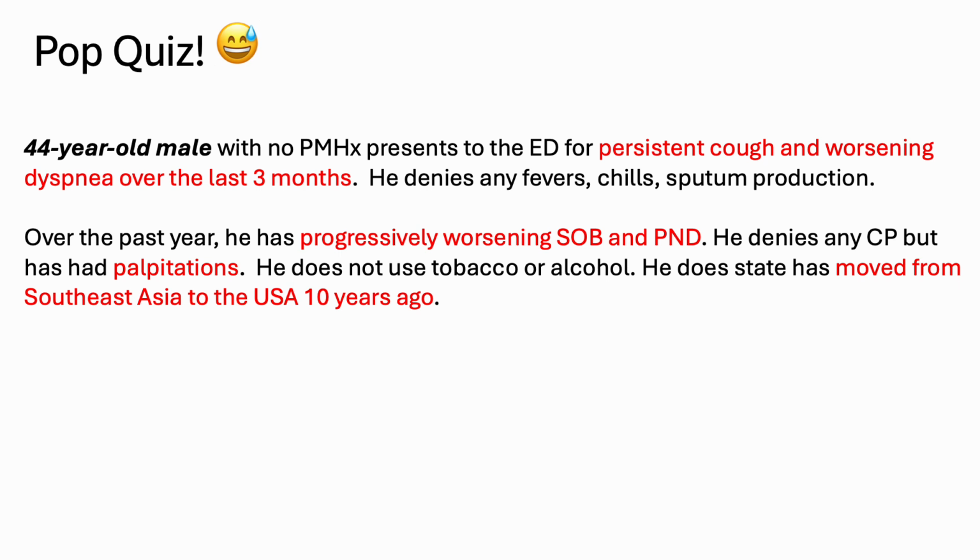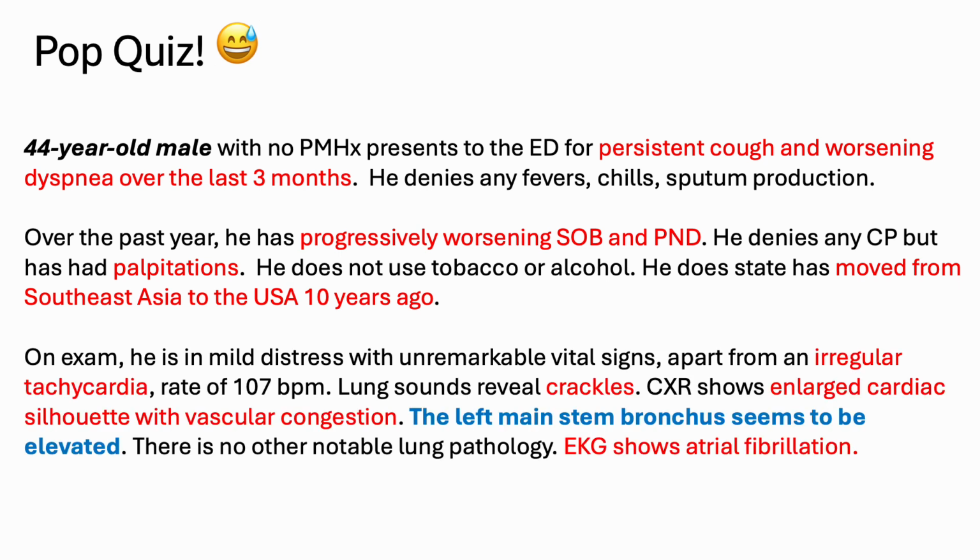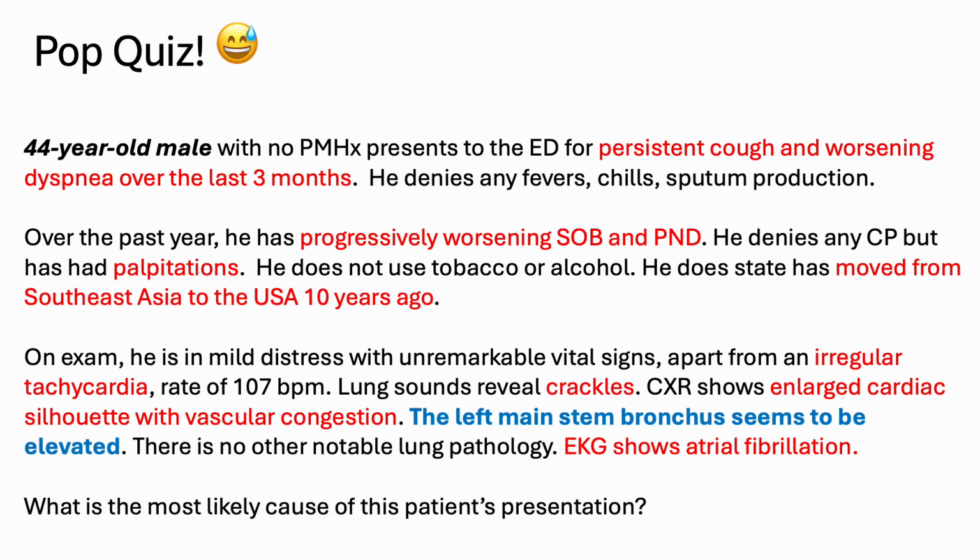He's not used tobacco or alcohol, and he moved from Southeast Asia to the U.S. 10 years ago. On exam, he's in mild distress, with unremarkable vital signs apart from an irregular tachycardia. Lung exam reveals crackles, and chest X-ray showed an enlarged cardiac silhouette with vascular congestion. Notably, the left mainstem bronchus seems to be elevated, and there's no other lung pathology. The EKG shows atrial fibrillation.